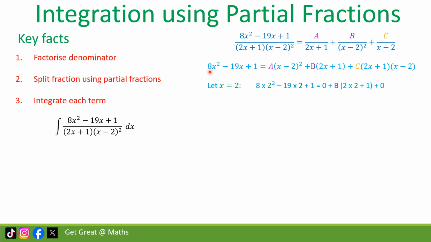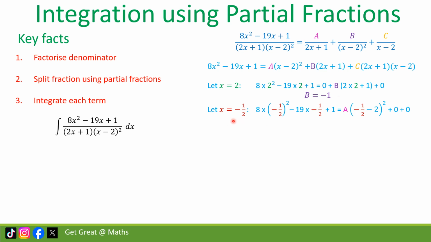So I've got 8 times by 2 squared minus 19 times 2 plus the 1 on the left-hand side. This first term becomes 0 because 2 take away 2 is 0. I've got to substitute 2 into the b term, so I've got 2 times 2 plus 1. And the last term will also become 0 because 2 take away 2 is 0, so the c term disappears. From here, I can solve to find the value of b. So you can type this into your calculator, rearrange, and find the value of b to be negative 1.